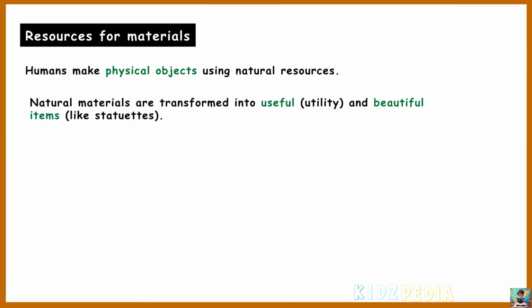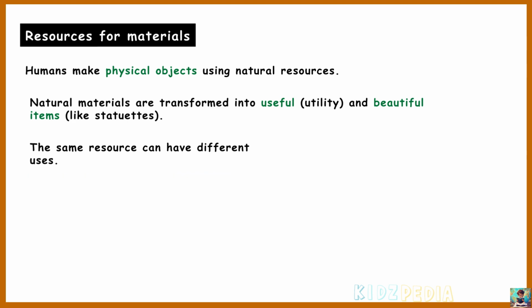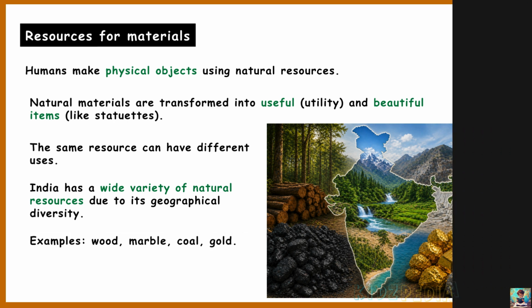So, humans use nature's gifts, that is natural resources, to create many useful and beautiful things. We take materials from nature and change them into useful objects. A piece of wood can be used in different ways, made into a chair for use and carved into a statuette, that is for beauty or decoration. India has great geographical diversity. This means different types of land and climate. Because of this, India has many natural resources like wood, marble, coal and gold.